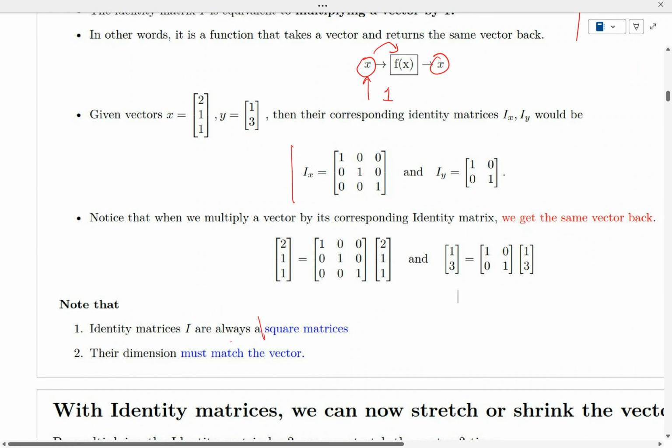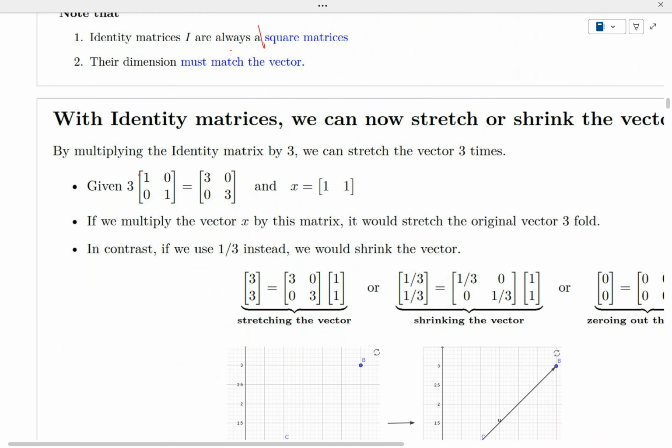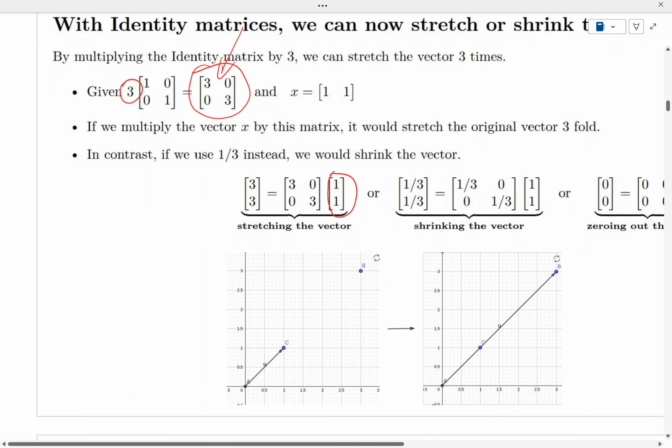Okay. Now, the identity matrix is a good starting point. What if you multiply the identity matrix by some number, say 3? So now you have 3, 3 on the diagonal. Instead of doing nothing, it's now stretching the original vector by 3. If you look at this here, 1, 1, if we multiply the identity matrix times 3, that's essentially taking it from here and stretching it 3 times.